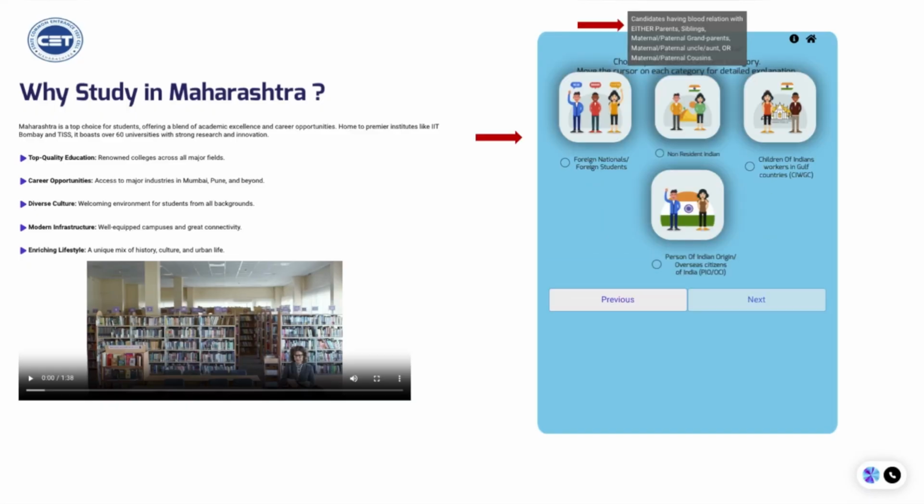Applicants must select the correct student category, as the documentation and the application form are based on the category you choose. You can scroll over each category for a detailed description.